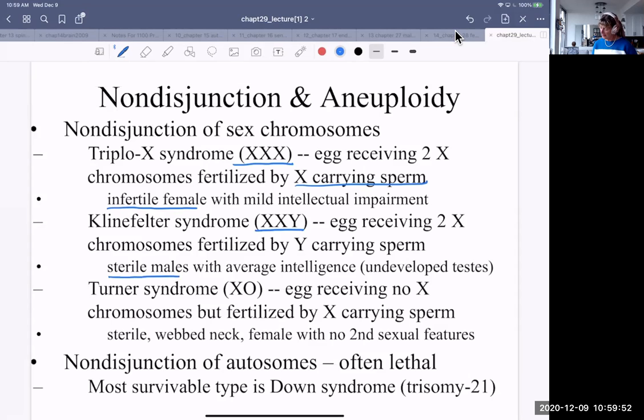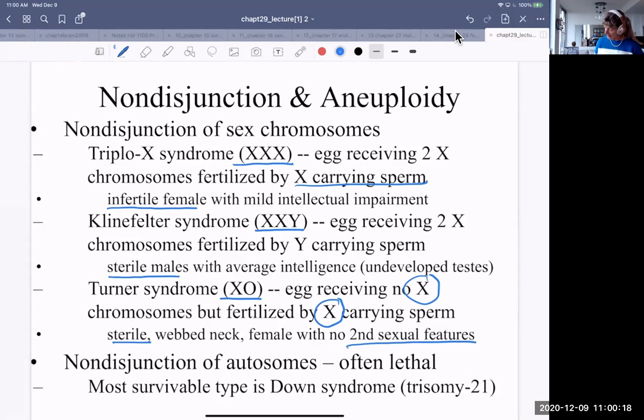Turner syndrome, where there is only one X chromosome, occurs when the egg receives no X and is fertilized by the X-carrying sperm. That results in a sterile individual. The neck can be somewhat webbed. A female with no secondary sexual characteristics or features. So those are the non-disjunction of sex chromosomes.